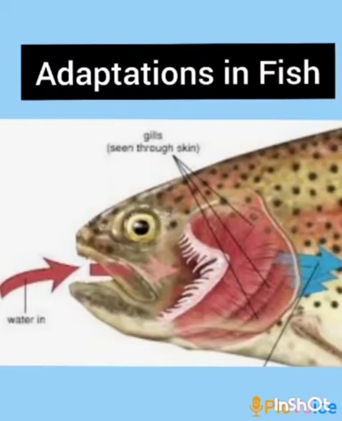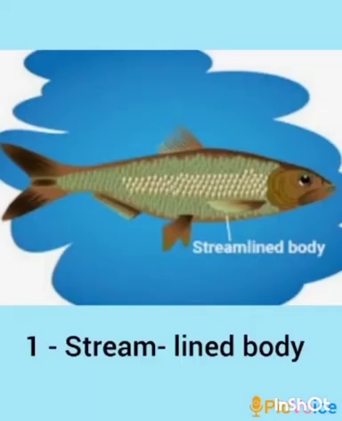Now, adaptations in fish. The body of a fish has many features that help it swim. Fish have a streamlined body. That means the body is long and pointed at both the ends. They have a covering of slippery scales on their body. These features help the animal move fast in water.